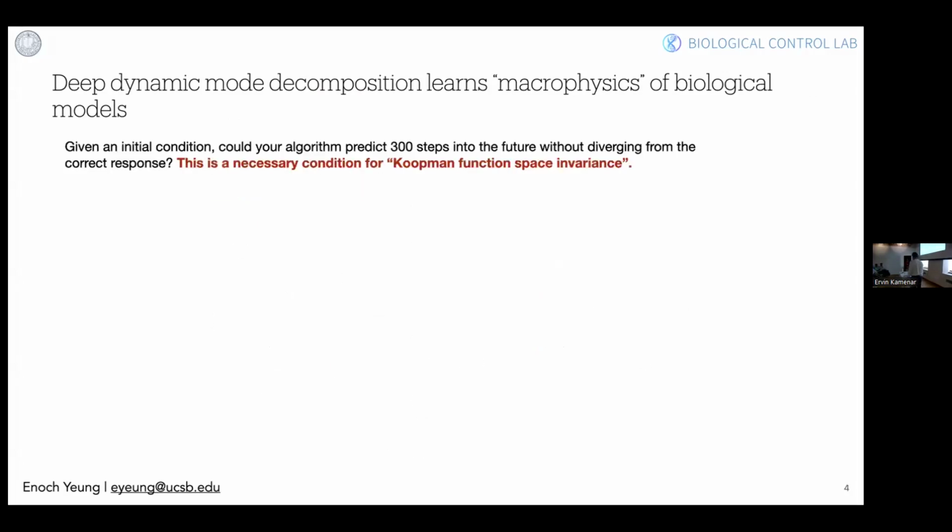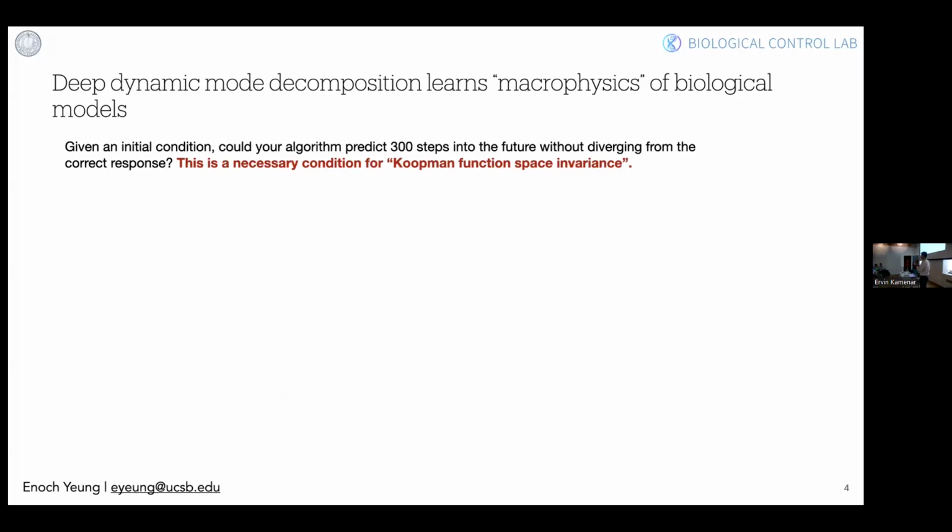And the question that you would often ask is, given an initial condition, could your algorithm predict 300 steps into the future without diverging from the correct response? This is a necessary condition, not necessarily sufficient, for Koopman function space invariance. That is, if you had some observable and you map a Koopman operator on it, it should ideally stay in that function space.